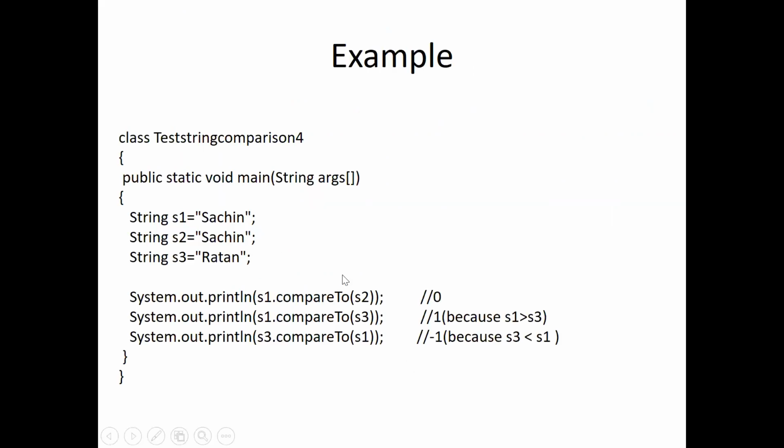So here is the function. String S1 is equal to Sachin, string S2 is equal to Sachin, string S3 is equal to Ratan. So let's see, S1 dot compareTo of S2, S1 compareTo of S3, S3 compareTo of S1. In the first case it exactly matches, so that's why it returns 0. Next case is Sachin versus Ratan. Sachin has 6 characters, Ratan 5 characters.